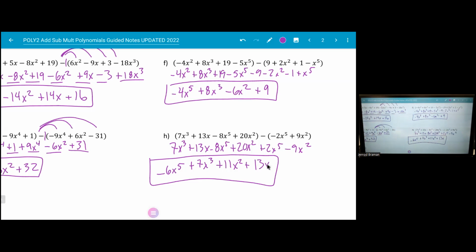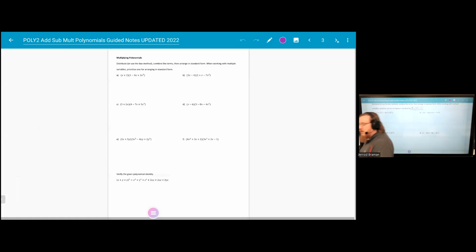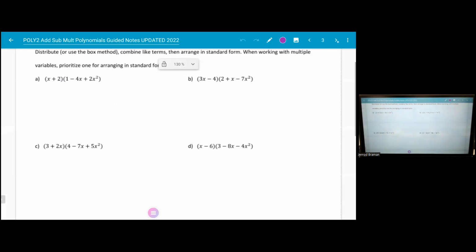All right, that is adding and subtracting polynomials. Again, that's something that you've done before. We just need to formalize how some of this stuff works. Multiplying polynomials, we have set you up well to do this. You can either use distribution, which we've talked about, or the box method, which we've talked about, just kind of what we did here.